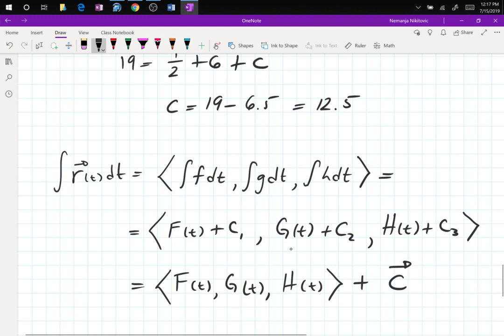And that's it. So the next section is going to be, again, this stuff, except we are going to call r of t s of t for position, and then v of t and a of t, and then we're just going to do a whole bunch of derivatives and integrals going back and forth.